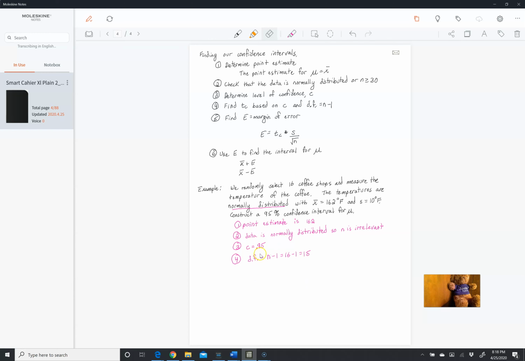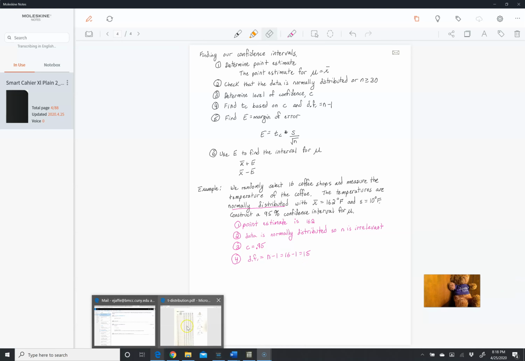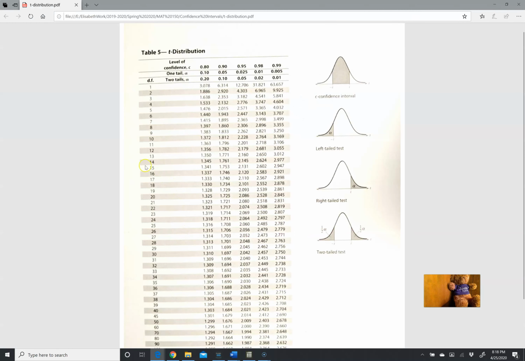So now we know what our C is, we know what our degree of freedom is. We go to our T-chart. Here's our T-chart. We're looking at degree of freedom 15, and we're looking at the column that says 95%. So it's 2.131.